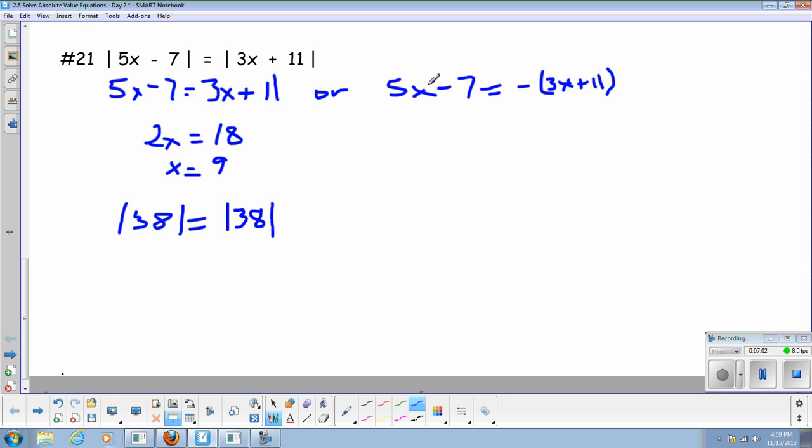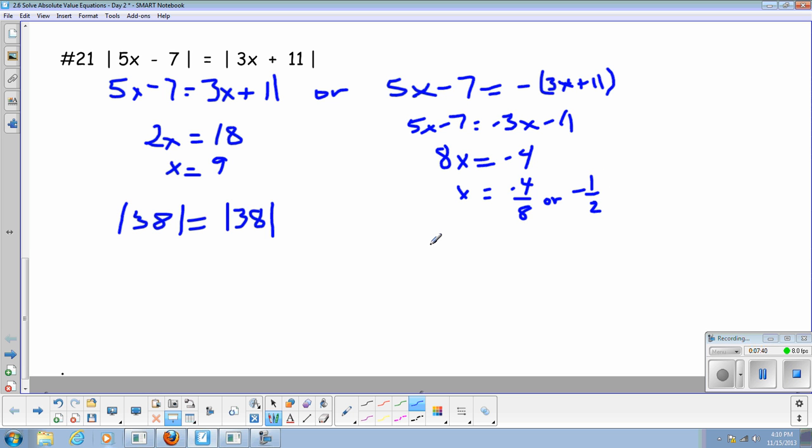All right, let's now try the other side. 5x minus 7 equals the opposite of 3x plus 11. So 5x minus 7 equals negative 3x minus 11. Combine the variables, 8x on the left side. Add 7 to both sides, so I get a negative 4 on the right. So x equals negative 4/8 or negative 1/2.